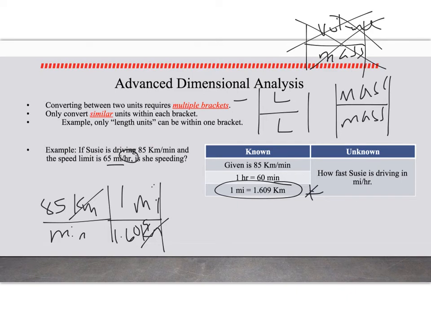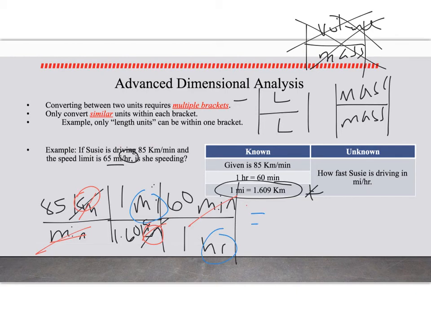Well, I still need to get to hours, so now I'm looking at my minutes. Because kilometers was on top here and kilometers was on bottom here, I was able to cancel them out. The fact that minutes is on bottom, I need to bring minutes to the top so I can cancel it out. So converting minutes to hours, I know that for every 1 hour, there's 60 minutes. So now I can cancel out my minutes. I'm left with miles per hour, so now I can do my math.